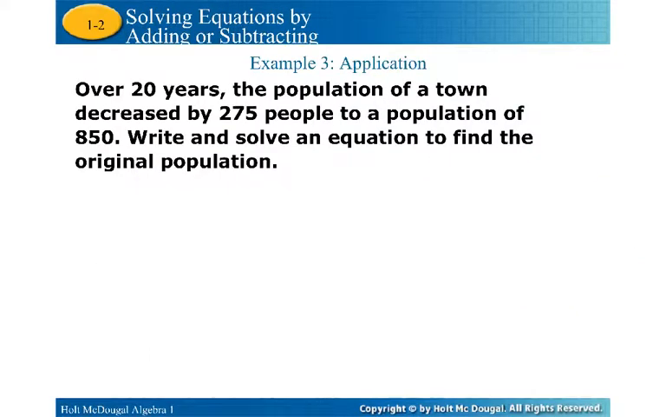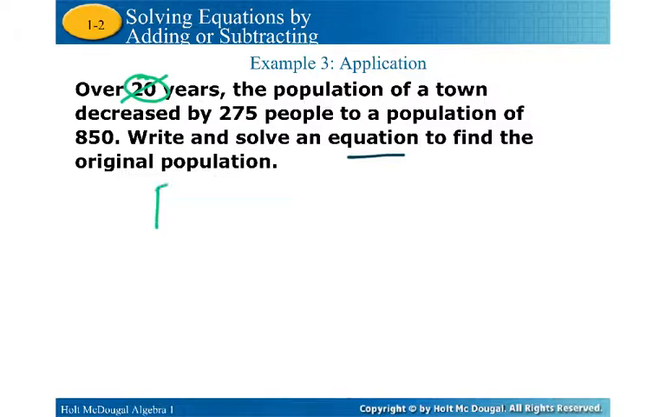All right, this last example that we have goes over a word problem. Over 20 years, the population of a town decreased by 275 people to a population of 850. We need to write and solve an equation to find the original population. The interesting part about this, of course, is that they're using this number 20, which actually has nothing to do with the problem. So the idea is that the population of a town decreased.